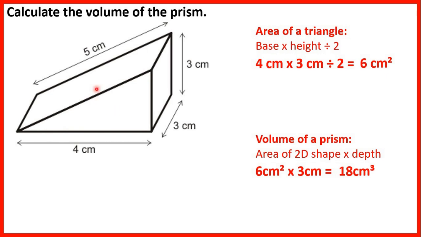The other way of working this out would be to spot that this prism will be half the volume of a cuboid with dimensions 4 times 3 times 3. So we could find the volume of the cuboid and then divide by 2. 4 times 3 is 12, times 3 is 36, and if we divide that by 2, because the prism is half of a full cuboid, 36 divided by 2 is 18.